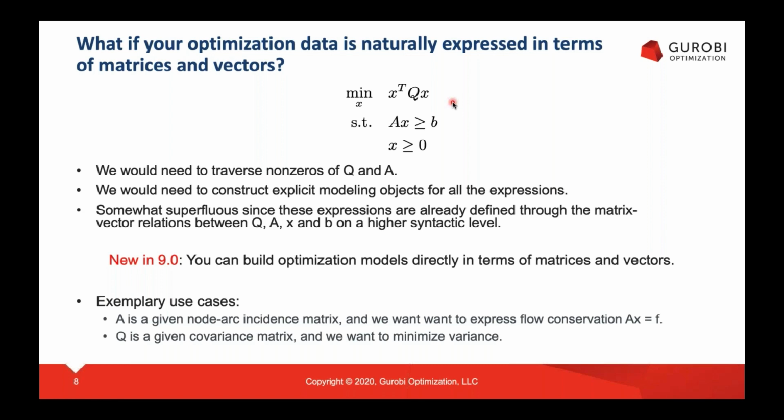Or another example, if you're doing some sort of portfolio optimization where Q is a covariance matrix or an estimate thereof, then of course, you know how to interpret the quantity x transpose Qx, that's just the variance. And why go back and sum up individual terms if that already expresses the gist of your model?